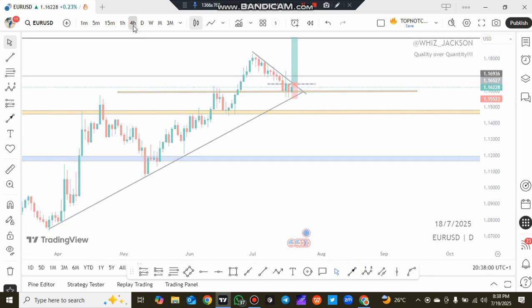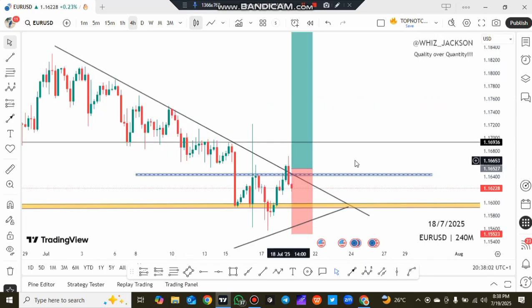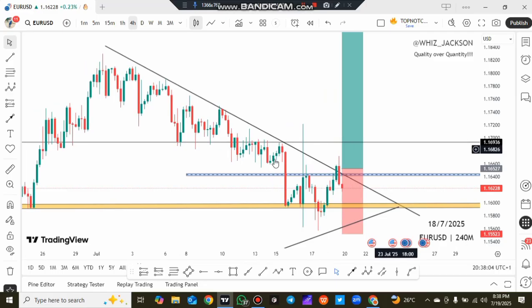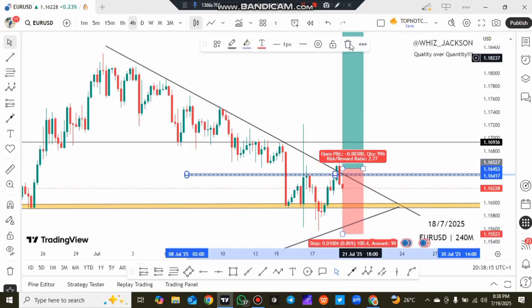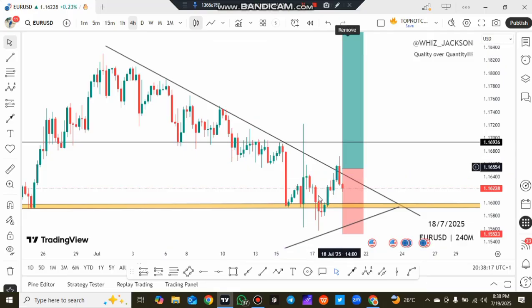Coming to the 4-hour time frame, which I use for my execution, you can see that this market has been in a bearish trend on the 4-hour time frame, and over here the market switched and broke this bar also. That was the reason why I took my entry on the break of this and the break of the trend line. So I entered the market and my stop loss was right here.